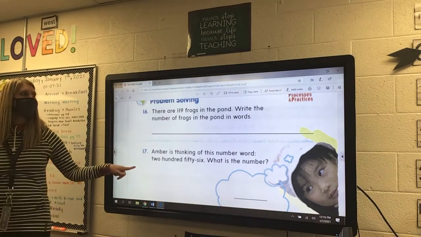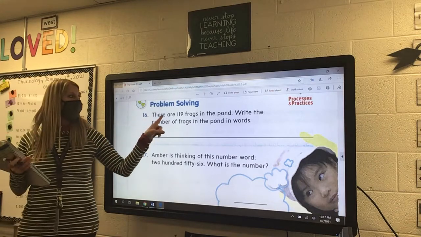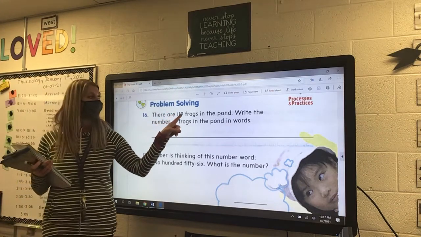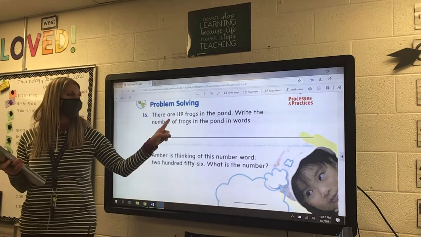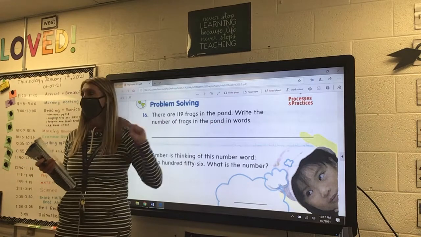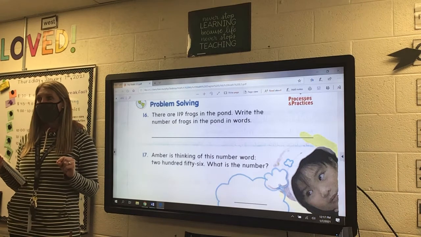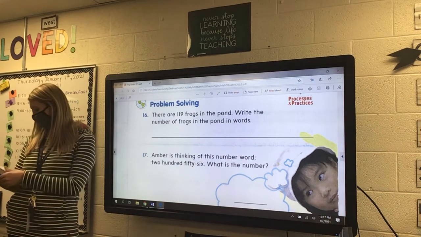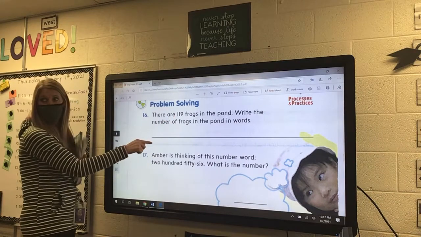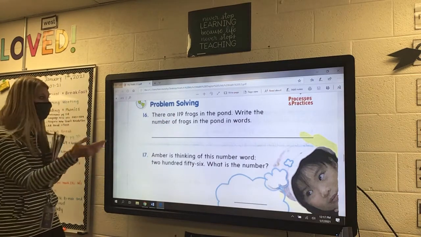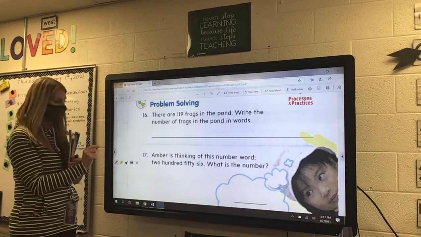All right, I will read number 16, and I want you to think, what do we need to do to solve this problem? There are 119 frogs in the pond. Write the number of frogs in the pond in words. So how would we write this, Tyson? We would just write that number on there as words. Okay, perfect. So Tyson says just take that number and we're going to write it as words. So what's the first word we should write?